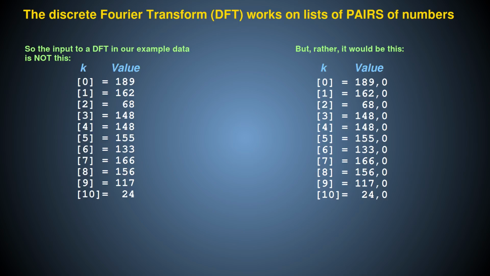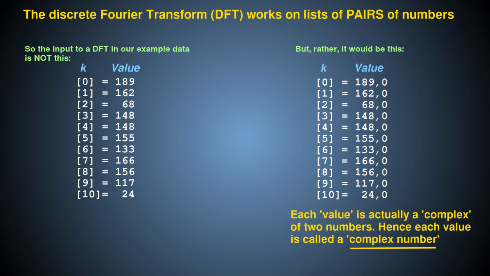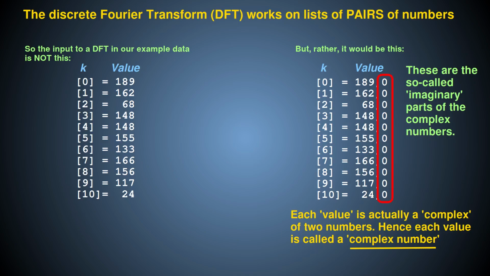So, to be precise, it's better to depict our discrete signal samples like this, as if each sample represents a coordinate point with 2 values associated with it. In mathematical terminology, each pair is called a complex number. In this case, the word complex is used in the sense of meaning being composed of more than one component, rather than in the sense of being complicated. The first component of a complex number is called the real part, and the second component, which are all 0 in this example, is called the imaginary part.